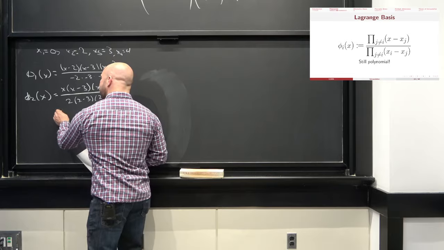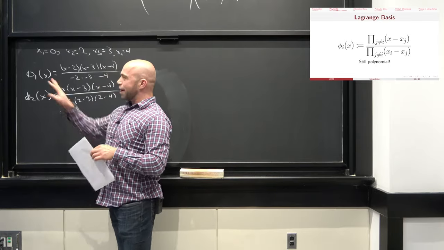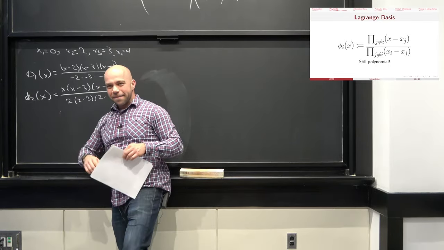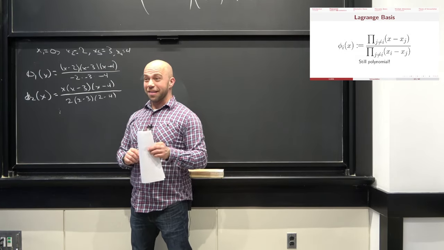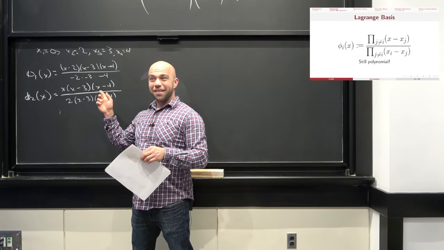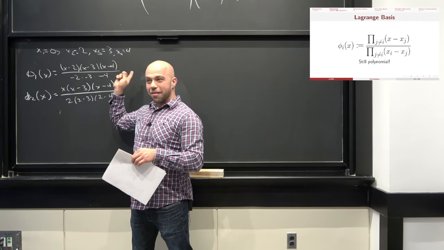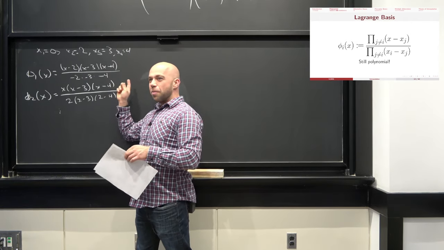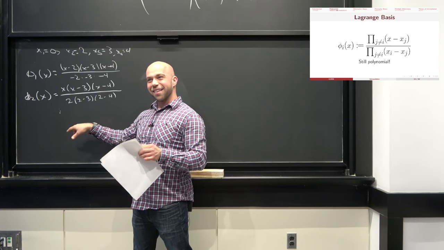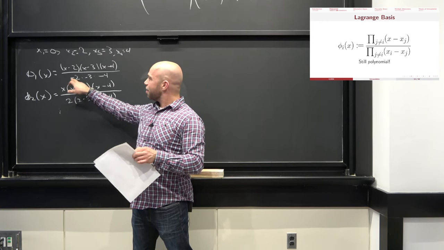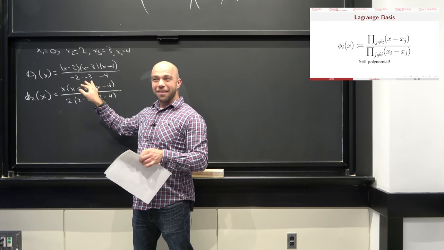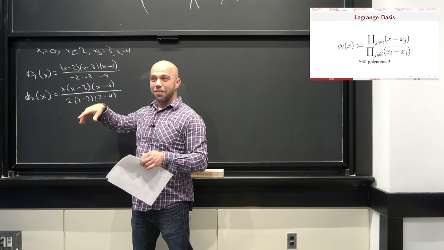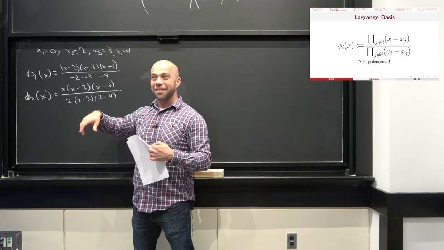Okay, but first of all, do you guys agree with me that I have successfully applied the formula on the screen? Do you also agree with me that these are polynomials? Because they don't look like monomials anymore. But notice that I can write out this product, and then they look like monomials. And moreover, there are four of them, right? They are all degree 3 polynomials. It's easy enough to check that they're linearly independent. So this is a basis for degree 3 polynomials. It's not the monomial basis, but it's a basis.